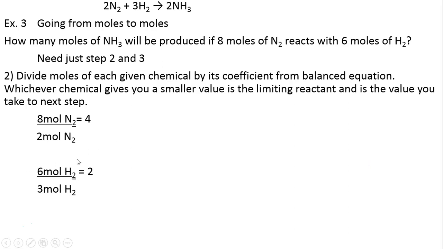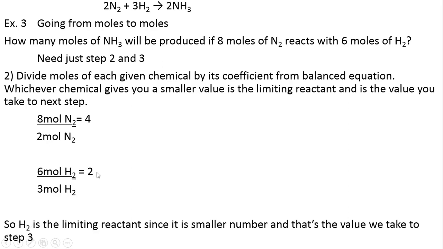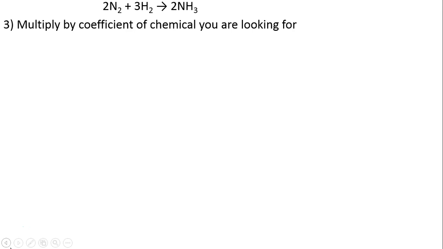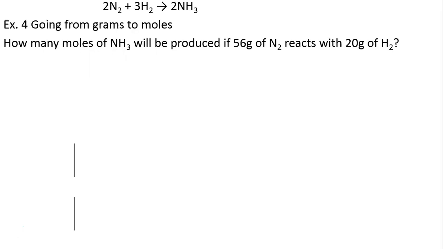Which one is the limiting reactant? Hydrogen, because it's a smaller number. So we take that number to step 3. So for step 3, we're going to multiply by the coefficient which you're looking for. We're looking for ammonia. So 2 times 2 moles of ammonia is equal to 4 moles of ammonia. And we're done, because that's all the question is asking for. We don't need to go to grams.